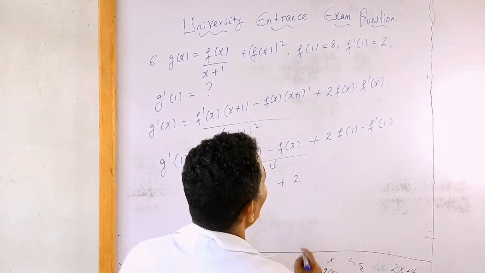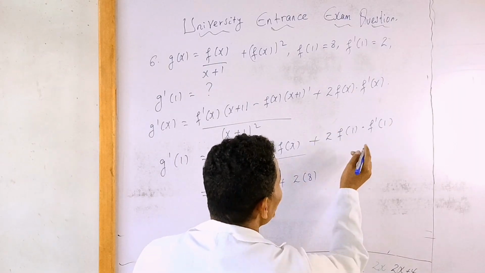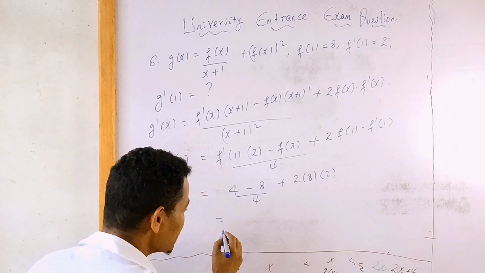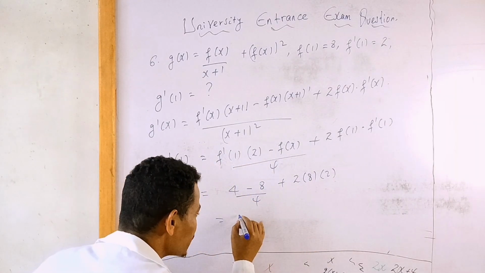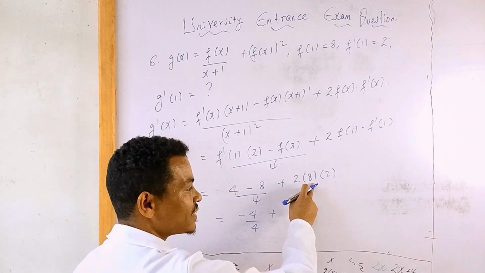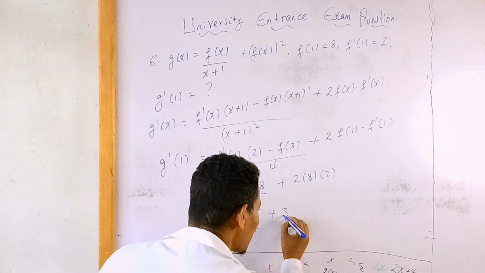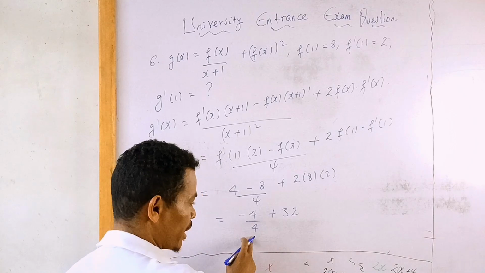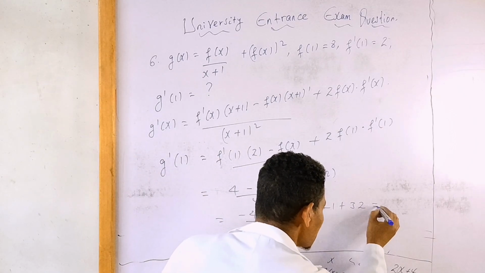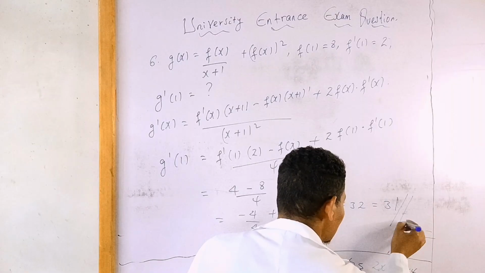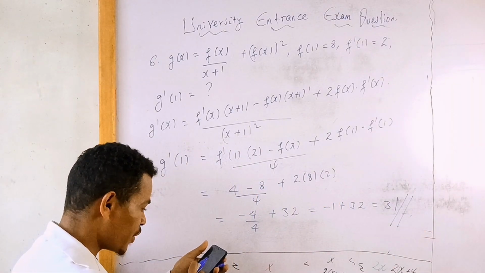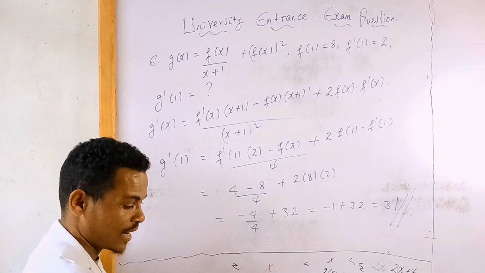Plus 2 times f of 1, which is 8, times f derivative at 1, which is 2. So this is the same with 4 minus 8, negative 4, divided by 4, plus 2 times 8 is 16, times 2 is 32. Minus 4 divided by 4 is minus 1, plus 32, which is 31. So question number 6, the answer is A, which is 31.